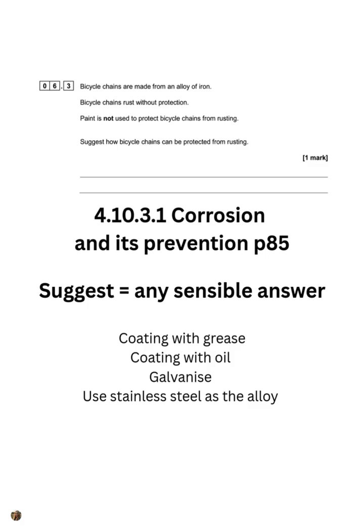So this question was well answered, with around 3/4 of students gaining this mark. So there was a better understanding when it came to bicycle chains and protection than compared with the previous question. So you've got the barrier method, so you're preventing oxygen or water reacting with the iron. So you could coat with grease or oil, you could galvanise, or you could use stainless steel instead as the alloy.